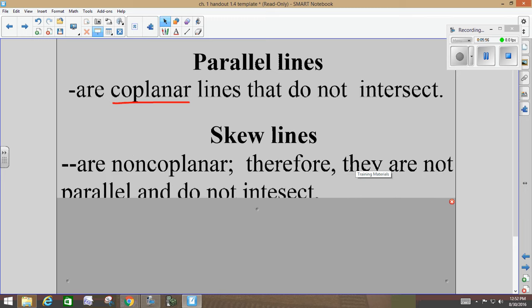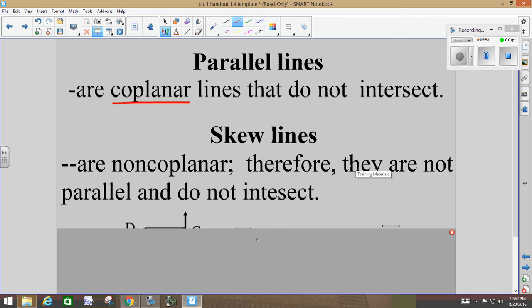New word for us, skew lines. Skew lines are non-coplanar, non-parallel, non-intersecting lines. Non-coplanar, non-parallel, and non-intersecting.